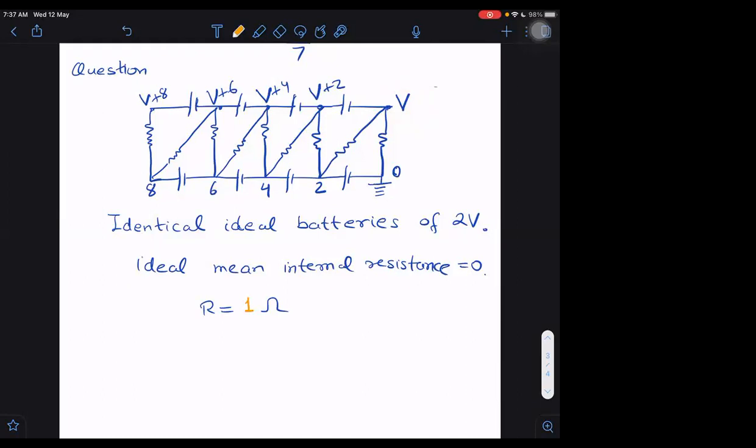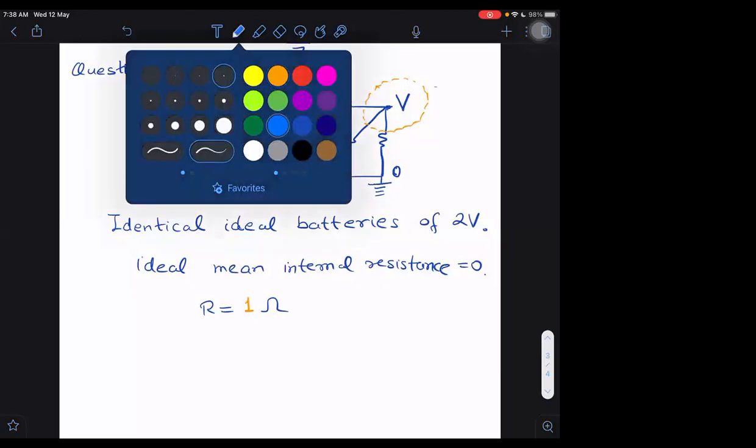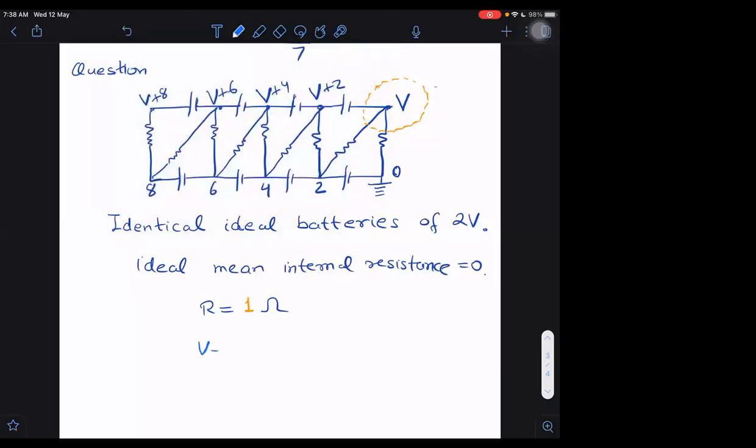First of all, let us see. This is our loop. In this loop, what equation are we applying? V minus 0 by 1 plus V minus 2 by 1 equal to 0. Completely wrong equation, sir.